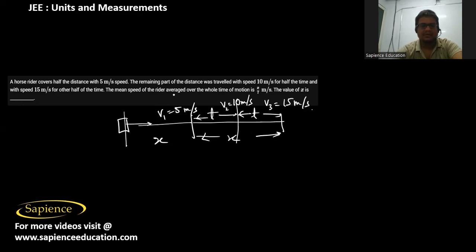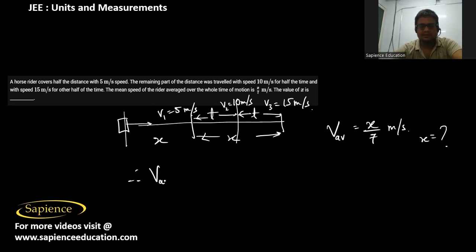The mean speed of the rider averaged over the whole time of motion is x by 7 meters per second. The value of x is? So the average speed, which is averaged over the whole time of motion, is x by 7 meters per second. Then we have to find out x.